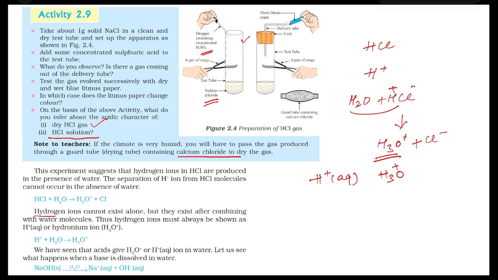So hydrogen ions cannot exist alone. They exist after combining with water molecules. So they must always be shown as H plus aqueous or hydronium ion. So acids give hydronium ion or H plus ions in water. And what about the base? If you see the equation, you can see that a base gives OH minus ion. With a base, you will obtain OH minus ion, which will be surrounded by water molecules. So it is represented as OH minus aqueous.